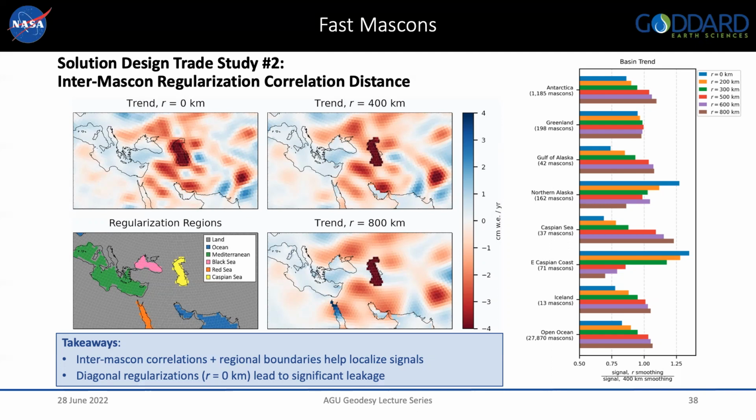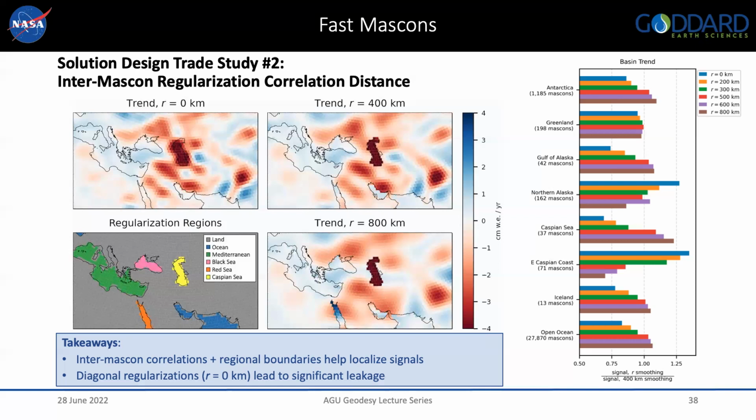And we found that you need a Gaussian smoothing radius of maybe 300 or 400 kilometers to perform best for most basins. On the flip side, what we found is that a diagonal regularization, so one where there is no correlation between neighboring Mascons and no constraints that say land versus ocean to try and separate the signal that way, leads to significant leakage across those boundaries.